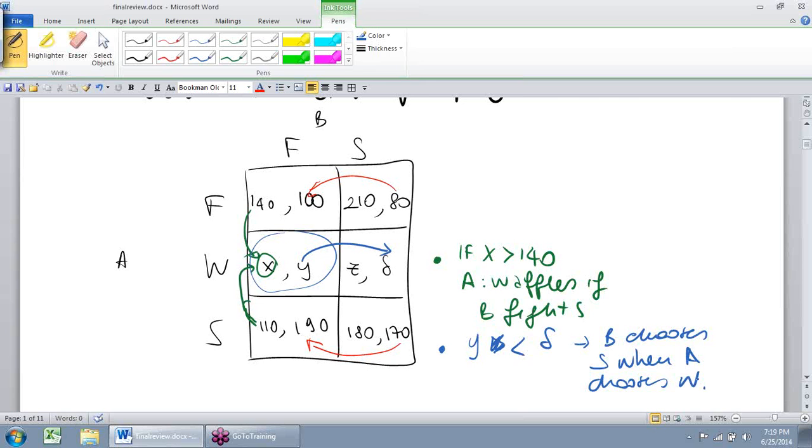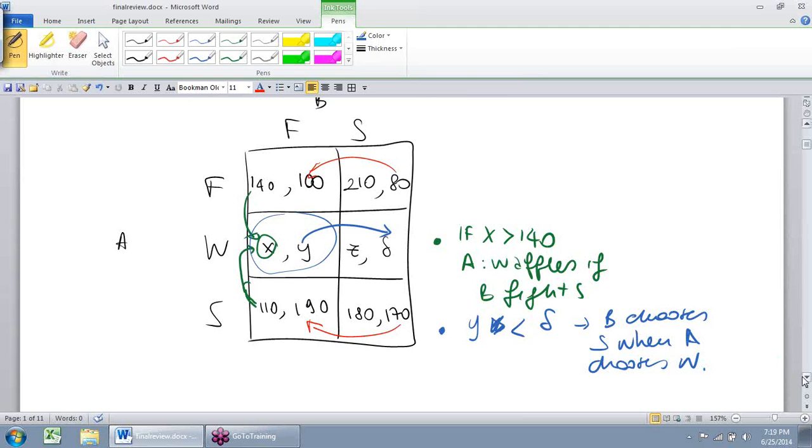So what is the final step? What arrows are we missing? Basically, we need to find what A is going to do when B chooses share. So we need to compare 210 with 180 and Z. So this is our final step.